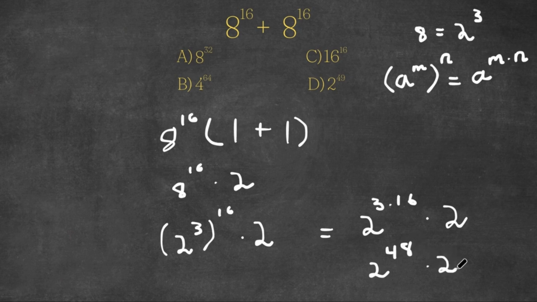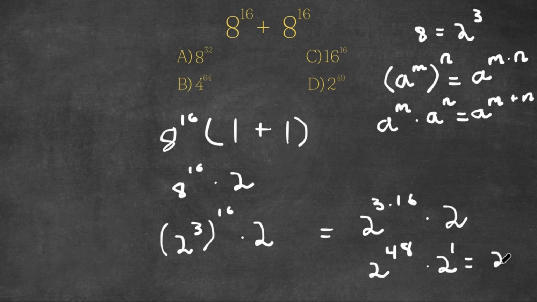And now 2, well, this is the same thing as 2 to the power of 1, right? And when we're multiplying exponents, and we have something in the form a to the power of m times a to the power of n, this is actually equal to a to the power of m plus n. So 2 to the power of 48 times 2 to the power of 1 is going to equal 2 to the power of 48 plus 1, which is 2 to the power of 49. And as you can see, D would be our answer.